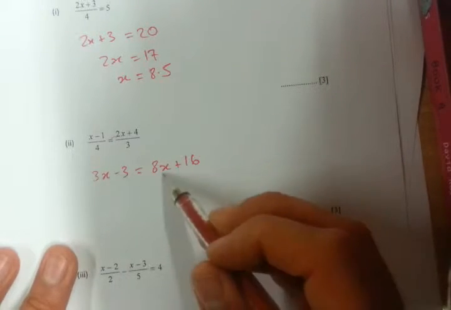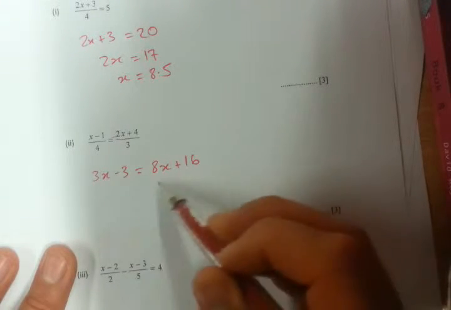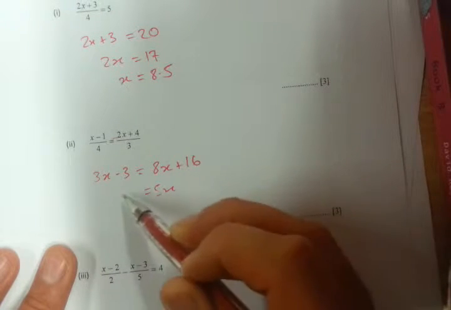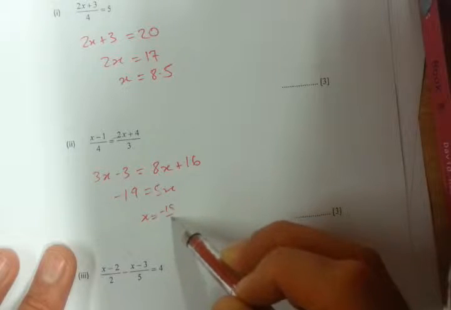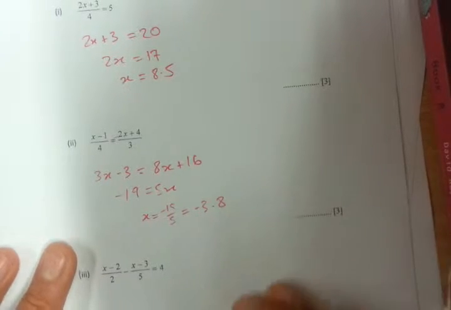And then put the x's on one side, put the numbers on the other. We subtract 3x, we have 5x. We subtract 16, we have minus 19, so x is minus 19 over 5, or minus 3.8.